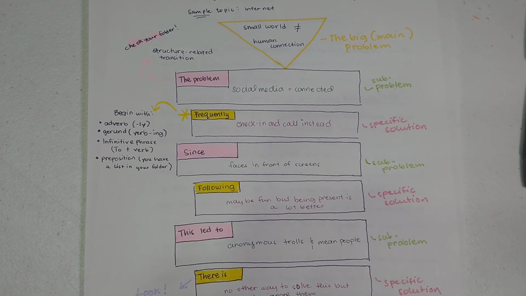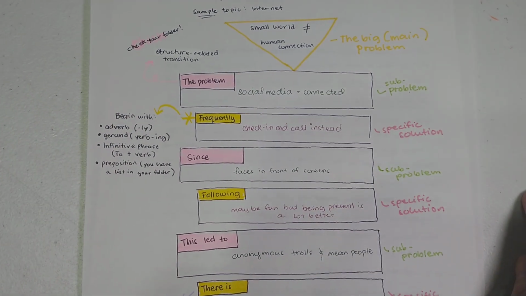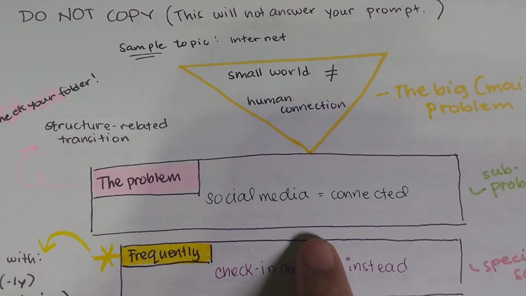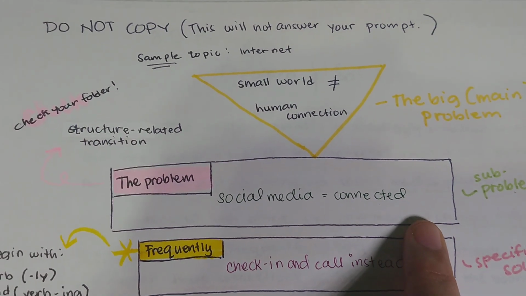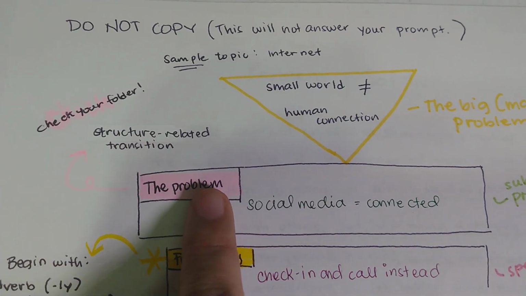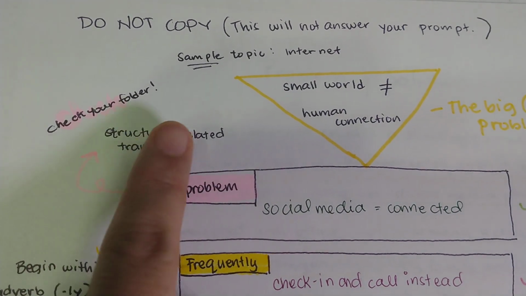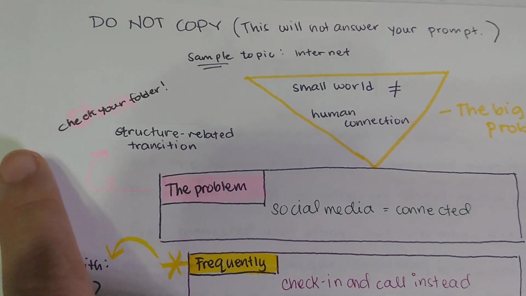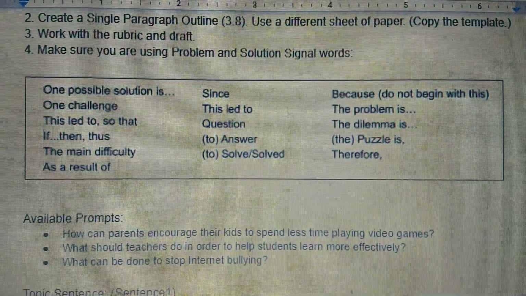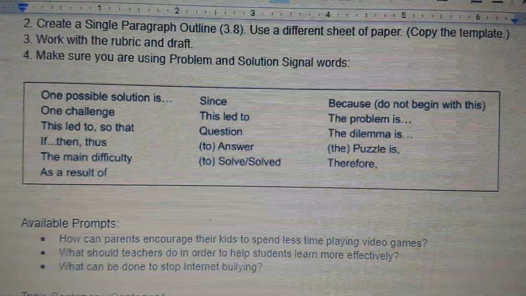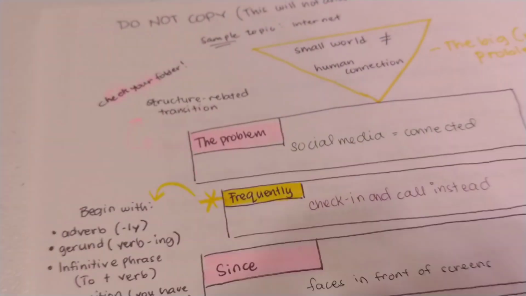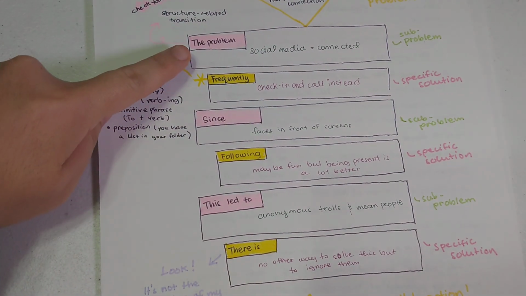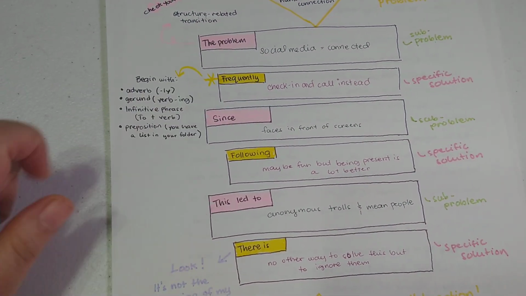So we have here the problem that I'm saying is social media. Essentially, people think you're connected if you have social media. For this pink color right here, those are your structure related transitions. Make sure you check your folder. And you also have that on the paper that was given to you Friday. So those are your structure related signal words. So please use those for the beginning of your sub problems or three main points.